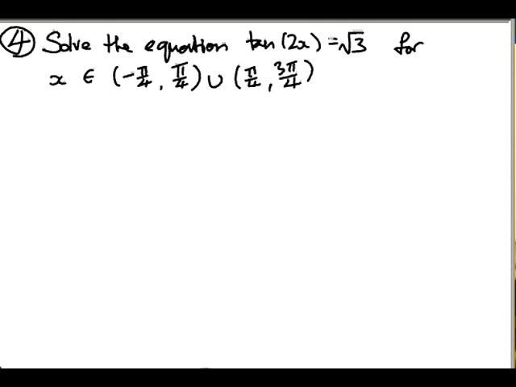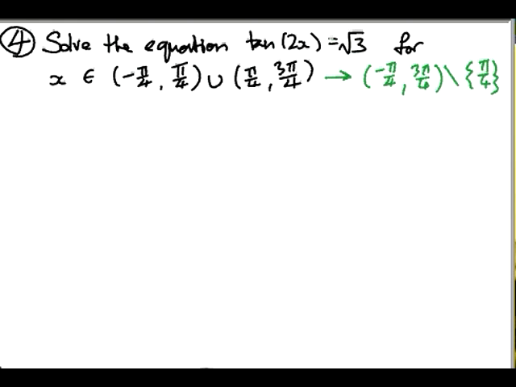Question 4 says solve the equation tan 2x equals root 3 for x inside that domain. What's tricky? Nothing, actually. Don't get thrown off by the domain. That is essentially just negative pi on 4 to 3 pi on 4, excluding pi on 4. Right? Cool.